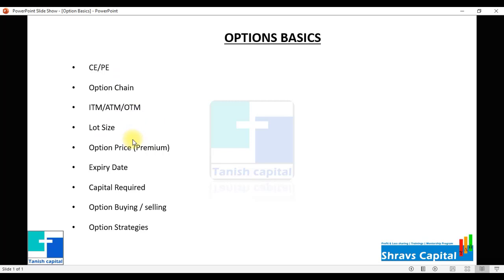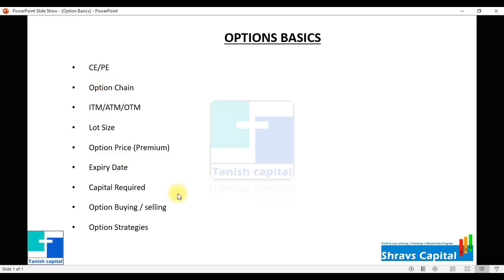Usually we have two expiries, mainly weekly expiry and monthly expiry. For most of the stocks we have only monthly expiry as of now. In future we might get weekly expiry contracts also. But for Nifty and Bank Nifty, we have both weekly expiry and monthly expiry. Monthly contracts expire on the last Thursday of every month, and weekly contracts expire every week on Thursday. And how to calculate the capital required to buy a certain contract?